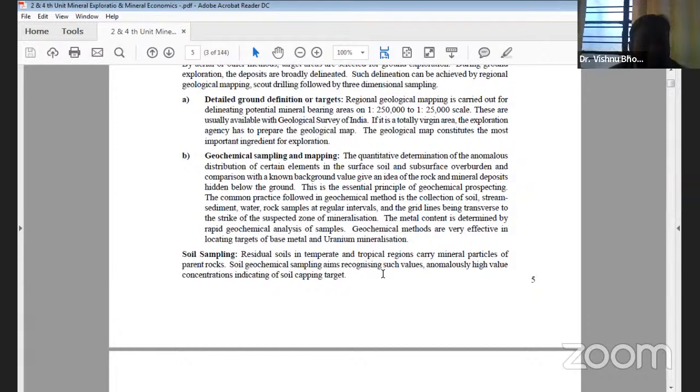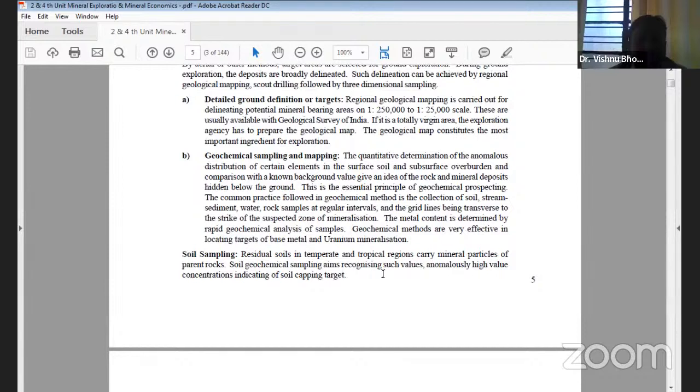the ground. Definitely, whatever mineral deposits are found below the ground, in the subsurface areas, and whether they are coming towards the surface in the form of a weathered zone, we collect samples, do the analysis and do the mapping. Samples may be rock samples, stream sediment samples, soil samples, or water samples also. As per grid lines, we collect the samples.